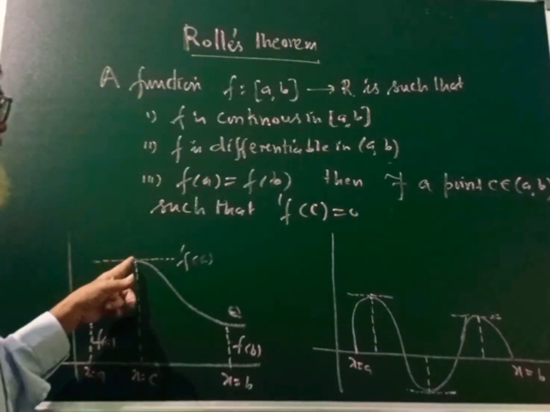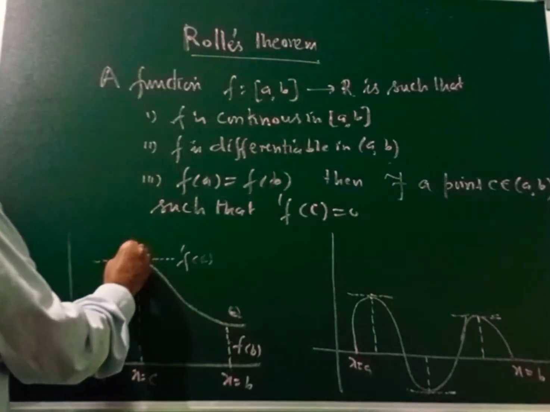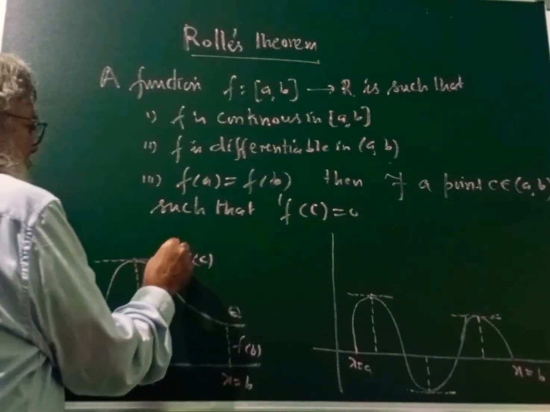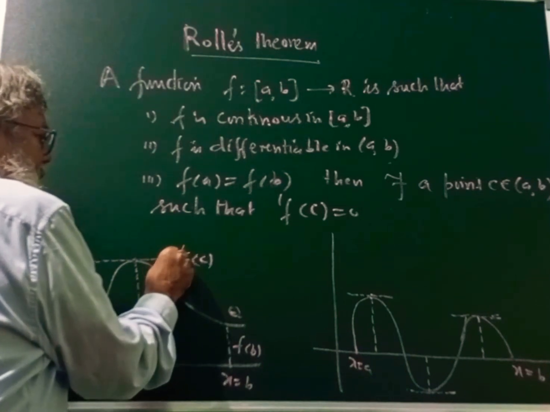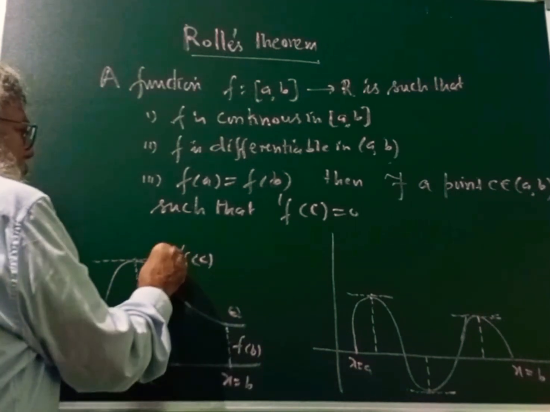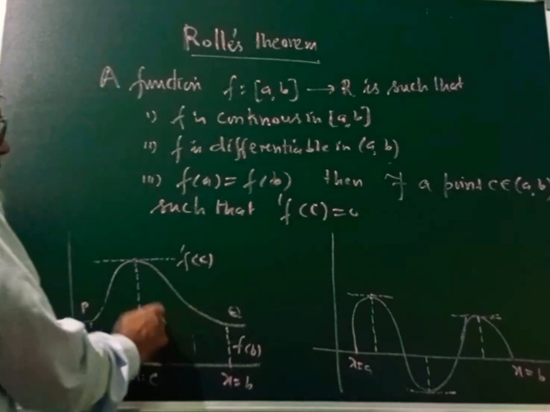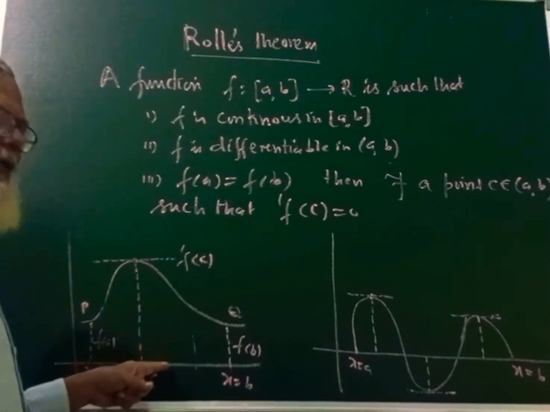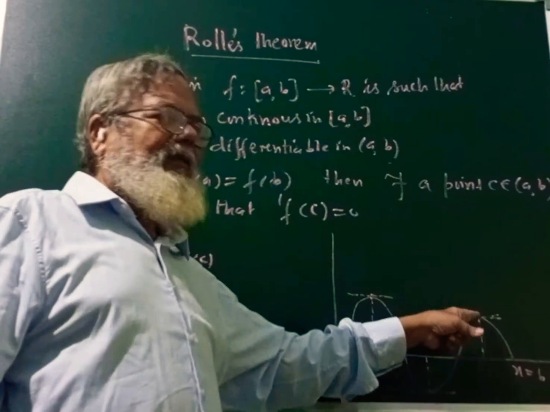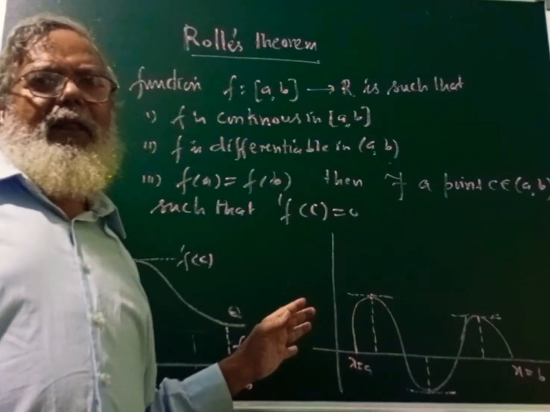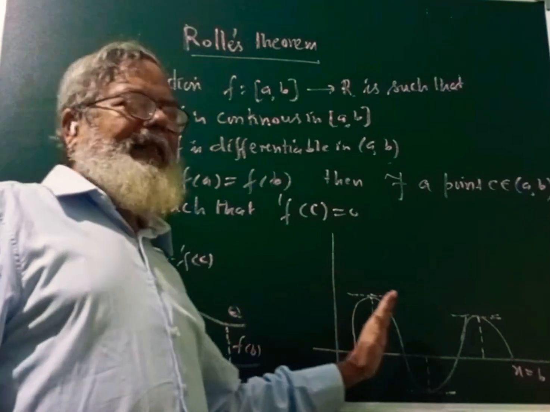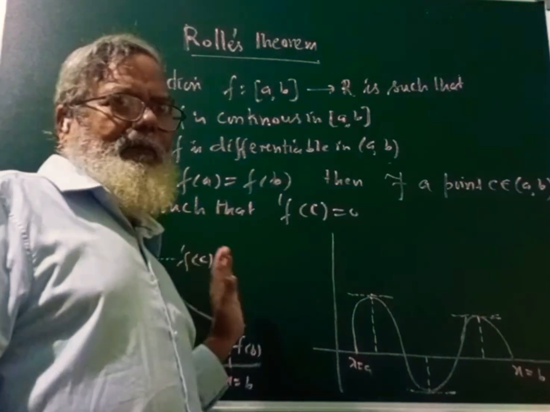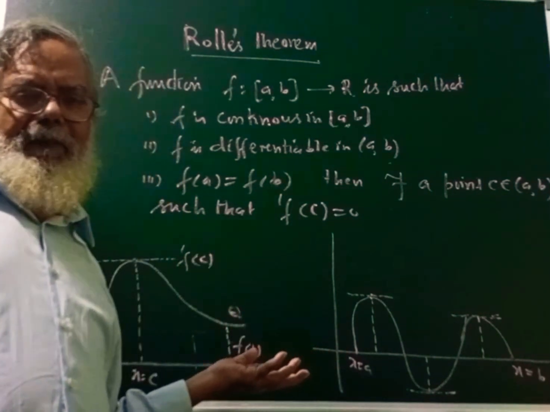So the slope being 0 means there exists at least one point on the curve such that the slope of the tangent to the curve will be 0, meaning the tangent will be parallel to the x-axis. As you can see, this is the tangent, it is parallel to the x-axis. Similarly here also you can see there are 3 points, and this is the theorem as evident from the proof of Rolle's theorem. Now we study the numericals.